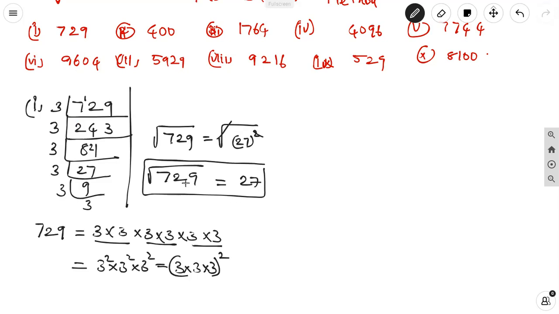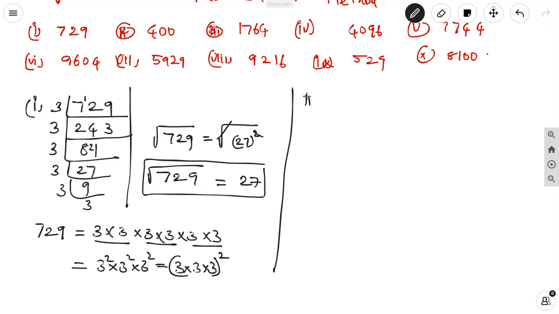27 square is 729. So square is the inverse of the square root. Here the square root of 729 is 27. Why? Because here 3 3s are 9, 9 3s are 27. Both sides under root, take the square root to get cancelled. It is the first question.